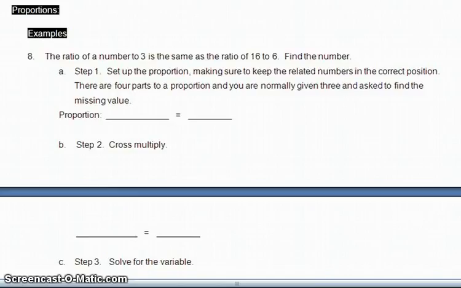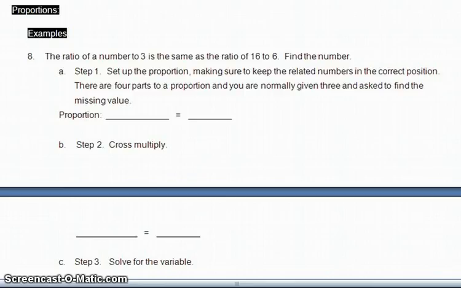And if you remember from our vocabulary a couple videos ago, a proportion is simply two equal rates or two equal ratios. So if we know the ratio of a number to 3 is the same as the ratio of 16 to 6, we can find that number.